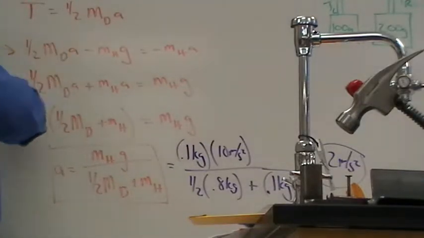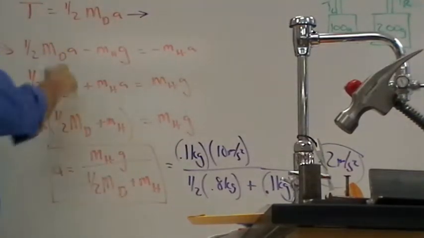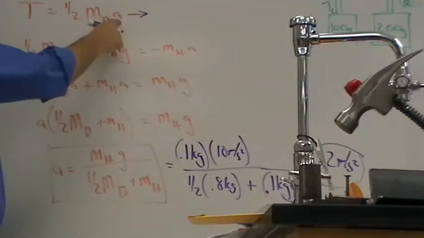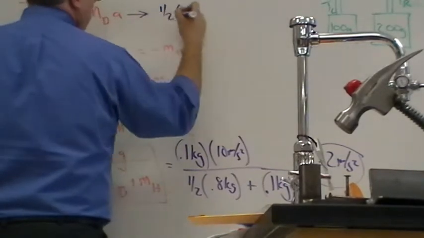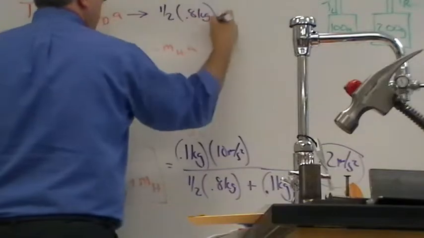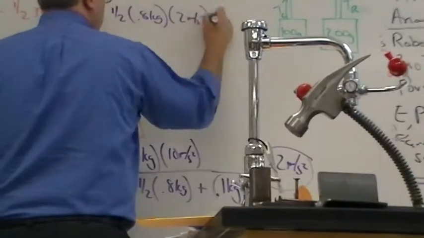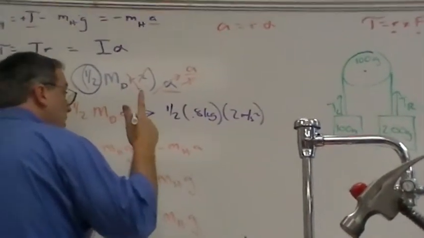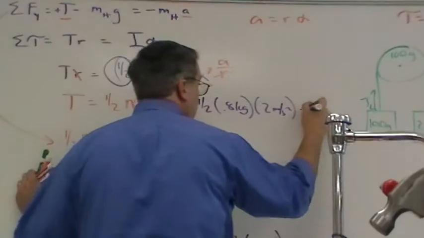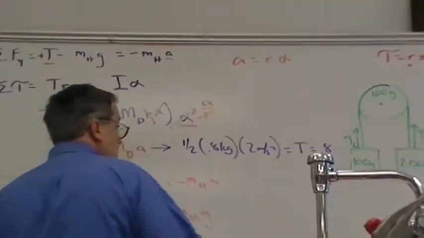For instance, I got T sitting right here. T is 1/2 the mass of the disc times A. 1/2 the mass of the disc was 0.8 kilograms, and A was 2 meters per second squared. 1/2 of 2 is 1. 1 times 0.8. The tension is 0.8 what? Newtons.